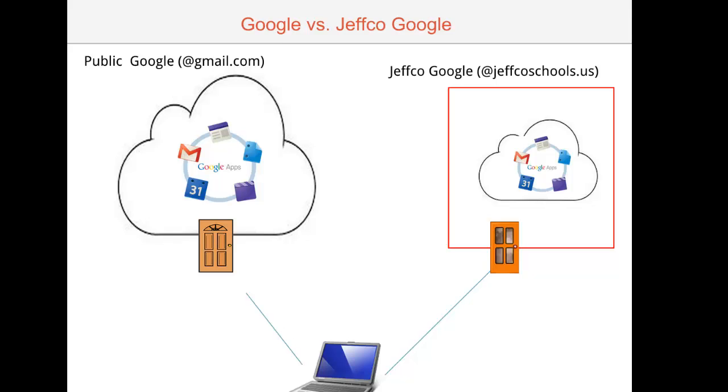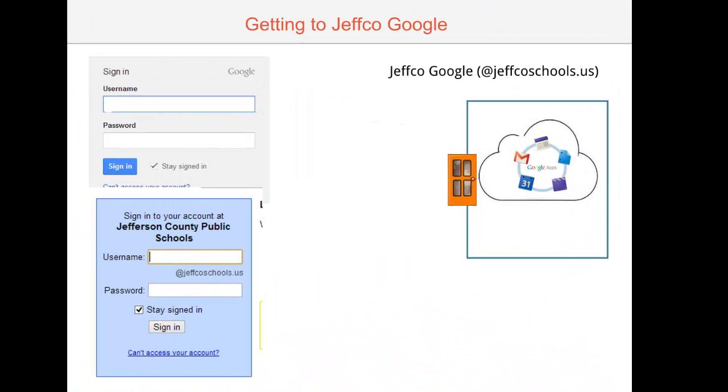And our extension is a little bit different, which indicates that we're a Google Apps for Education district. So you can see instead of our Jeffco accounts ending in @gmail.com, our Jeffco Google accounts end in @jeffcoschools.us. As a result, you have to make sure to type that in or you'll end up in the wrong Google domain. So there's a couple of different ways to get into Jeffco Google.